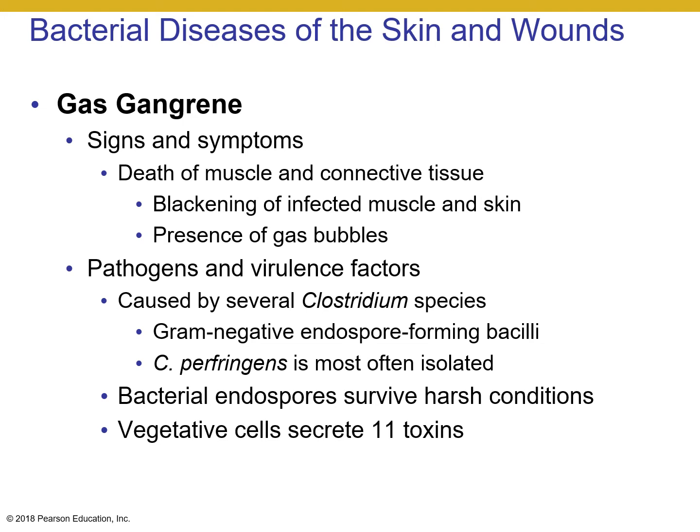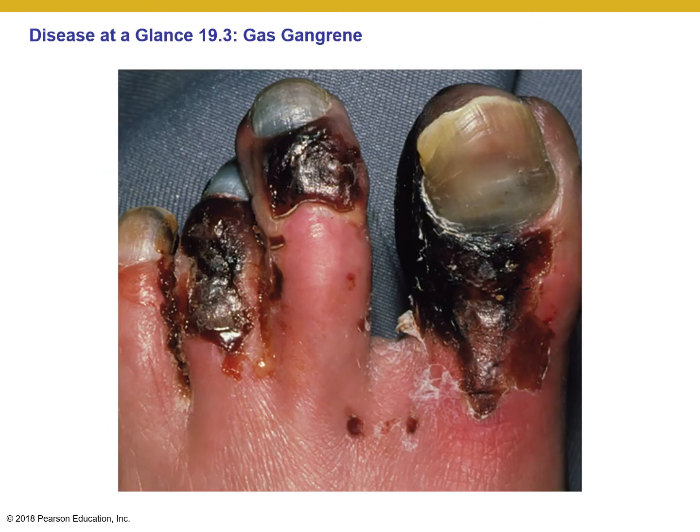Notice that there are 11 different toxins. A vegetative cell is an actively growing cell. Remember that. So here's someone who has gas gangrene of their toes. You can see the blackened tissue is the dead tissue, and that's where the bacteria is growing. The red tissue then is inflamed, and it's where the toxins are doing their work on the healthy tissue to kill it, and that way the bacteria can spread.